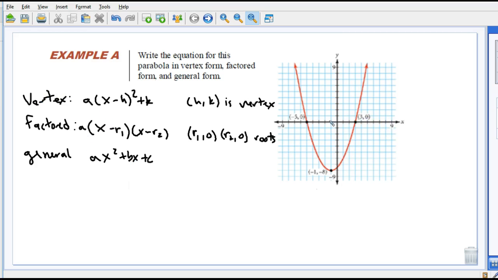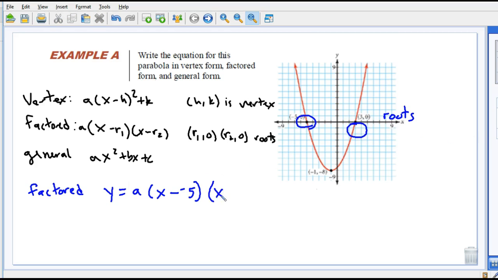Okay, so what we're going to do here is let's look at this one. We have -5 and 3, so I see these right here. Let's just use a different color here. This one and this one are my roots. So those are the things I'm going to use for factored form. Because it says all of them, I'm going to write y equals a, I don't know what that a is yet, so I'm just going to leave it as a, and it's going to be (x minus -5), and the second one is (x minus 3), I'm pretty sure that one's a 3, it is.